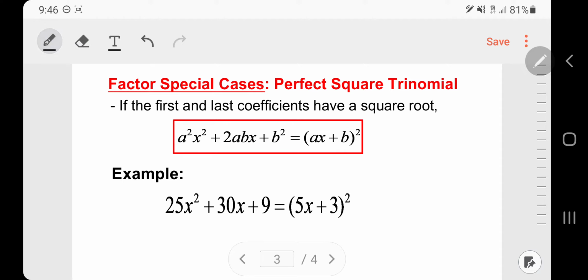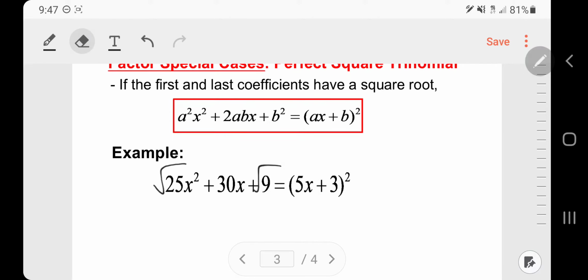Okay, so our perfect square here, square root of 25 is 5x. The square root of 9 is 3, so that's where I'm getting both of our terms in our answer from. All right, and now the middle sign comes from the middle term in our trinomial. So it's a plus here. That means it's going to be a plus in our answer.